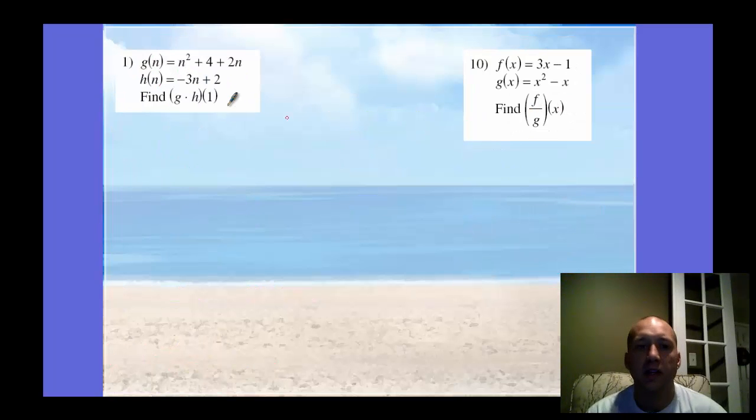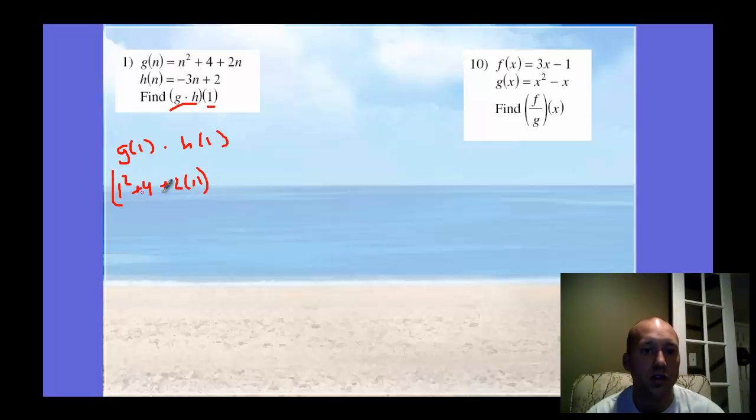So multiply and divide. So here we have our two functions again, g of n and h of n, and then we're finding g times h of 1. So we can do g of 1 times h of 1. Again, we can plug 1 in for both of these, or we can find it with the function. And so you plug 1 in for the first value. You're going to have 1 squared plus 4 plus 2 times 1. That's the g function.